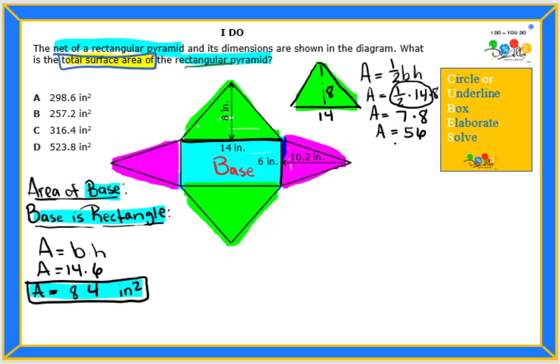So now we can find the area of the smaller triangle. And that triangle has a base which is the same as the height of the rectangle. So that would be 6. And then its height is 10.2. So our area, it's a triangle, is half of the base times the height. So that would be half of 6 times 10.2.